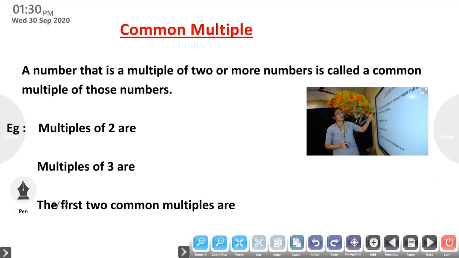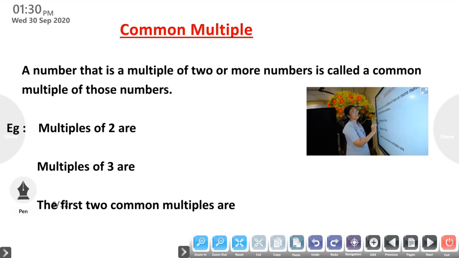So look here. A number that is a multiple of 2 or more numbers is called a common multiple of those numbers. You don't look at the definition. We will do one example, then you will understand.